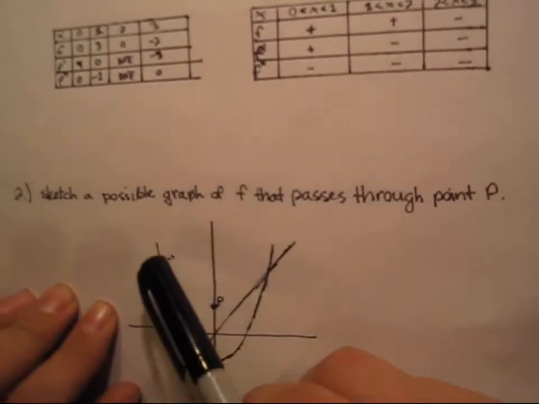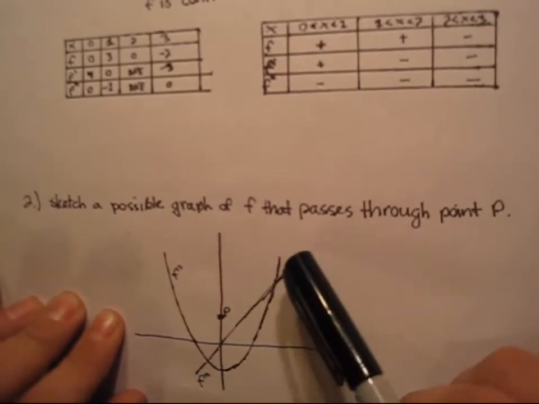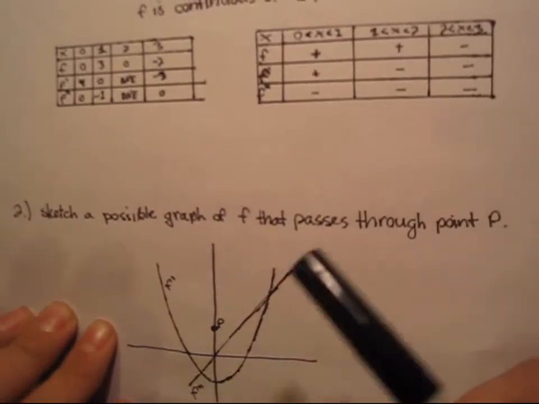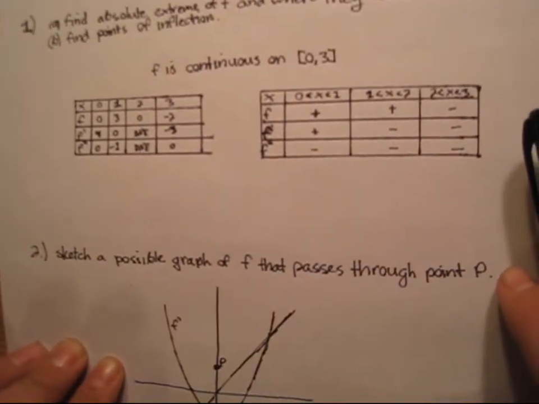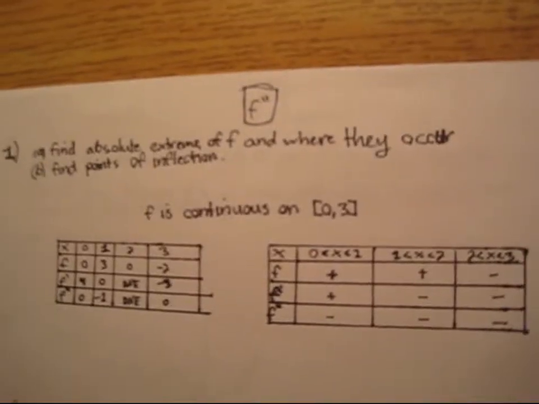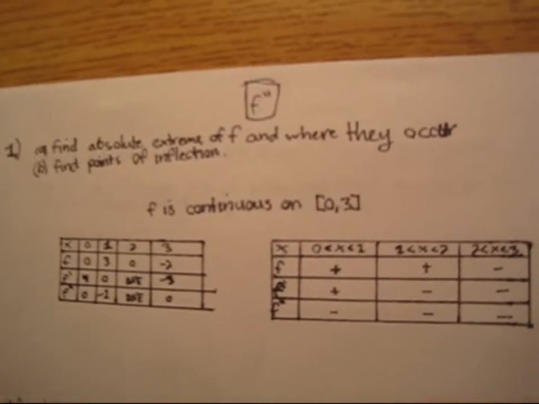So there's point P. This is f prime. This is f double prime. So, I mean, you just got to figure that out. And so pause now. Alright, hopefully you didn't get stuck. Now I'm going to show you the solutions.